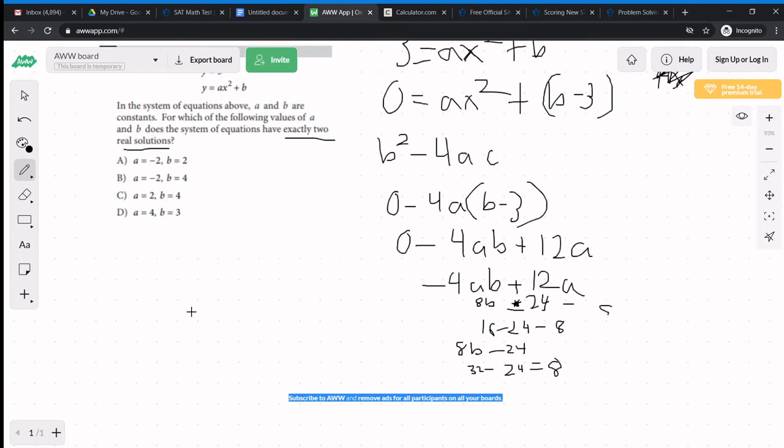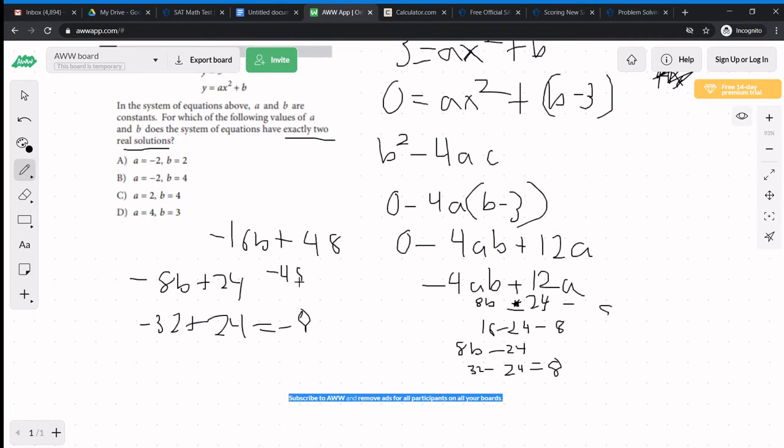If you put in 2, you get negative 8b plus 24, and if b is 4, that means it's negative 32 plus 24, which makes it negative 8. And if a is 4, that makes it negative 16b plus 48. And if b is that, then it's negative 48 plus 48, which is 0, which means it's exactly one solution, not two. So the only correct answer is b.